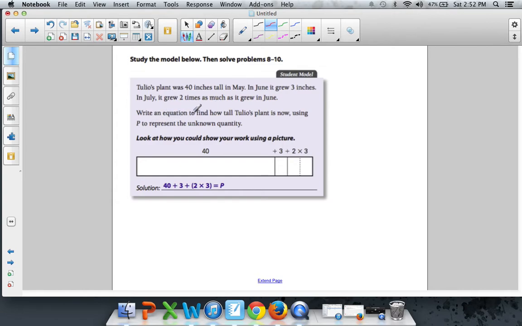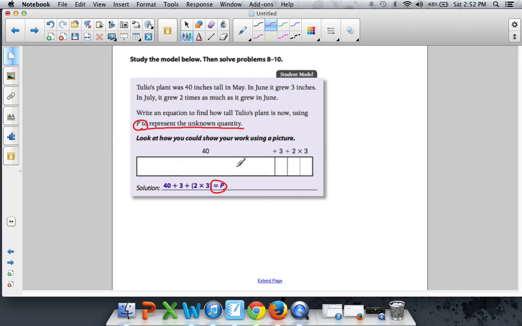So watch, write an equation to find how tall Tulio's plant is now, using P to represent the unknown quantity. What? There's so much stuff here, okay? So just watch. Let me connect it for you. Here's the equation right here. P equals, that's what they're talking about right here. P equals the unknown quantity. Unknown means you don't know it, and quantity means a number. So P is the missing number, or in other words, it's the answer.